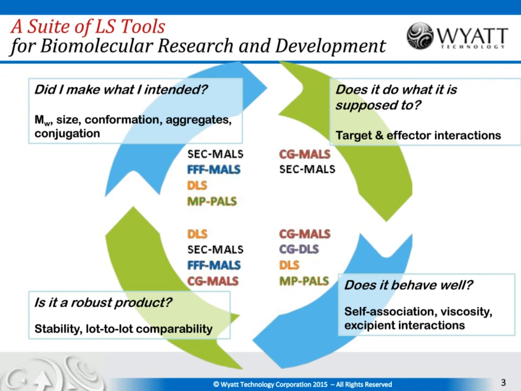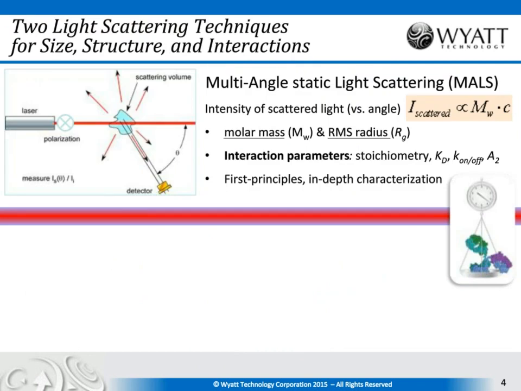So the first type of light scattering is multi-angle static light scattering. Multi-angle light scattering, or MALS as I like to call it, is a first principles technique, and it simply relies on shining a light, usually a laser beam, through a solution and measuring the scattered intensity, often measuring it as a function of angle, which is where the multi-angle part comes from. We measure it over several angles.